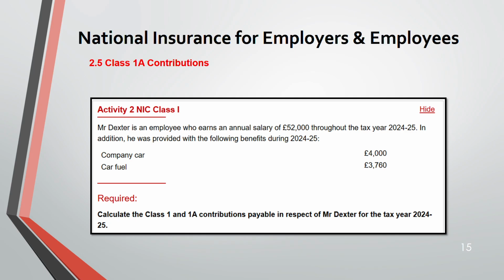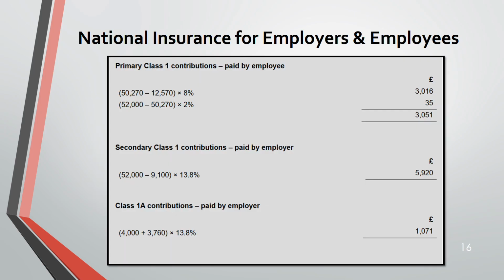Now, activity 2, class 1 NIC. Here there are two benefits, company car and car fuel. Annual salary is 52,000. Calculate class 1 and 1A. Remember, class 1 is on this 52,000 salary. The benefit has already been calculated and given to you, no need to calculate. Now 52,000 is more than 50,270, so this will be chargeable at 8% and also 2%. How? Upper minus lower at 8%, and the amount above 50,270 at 2%.